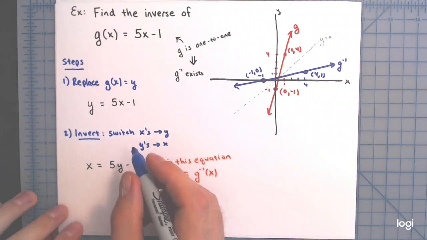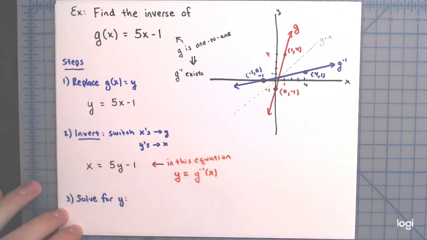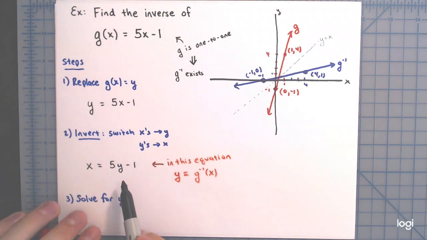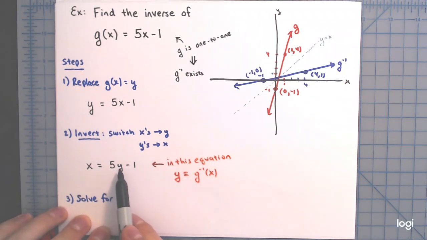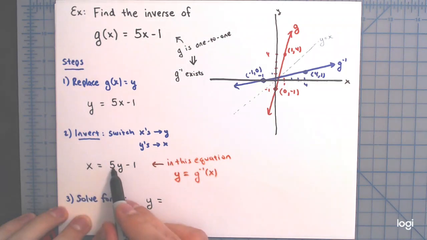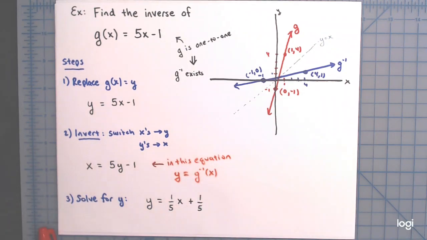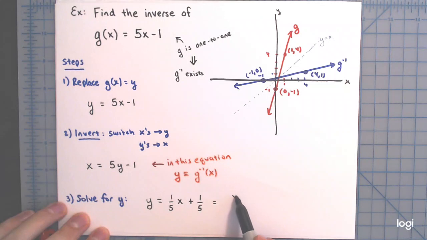Alright, so once you've switched the x's and y's, once you've inverted, solve for this new y, which would be pretty simple here. If I were to solve for y, I would add 1 and then divide everything by 5. So you get y equals x plus 1, and then divide everything by 5. That'd be 1/5 x plus 1/5. Or x plus 1 in the numerator, all of that divided by 5 in the denominator, same thing. These mean the same thing.